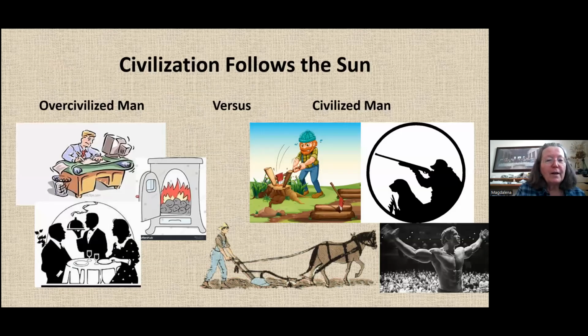So here on the left, the over-civilized man, on the computer desk, not doing physical labor, having warmth, okay, having good dinners, restaurants, don't need to labor for your food anymore. And on the right, civilized man, hunter, farmer, just physically involved in his life.